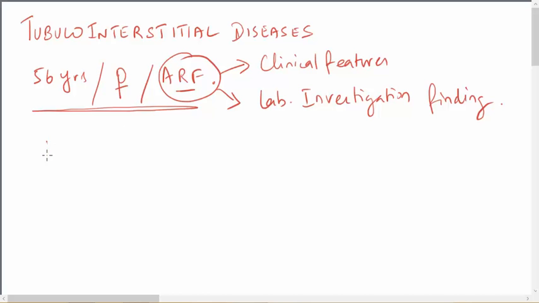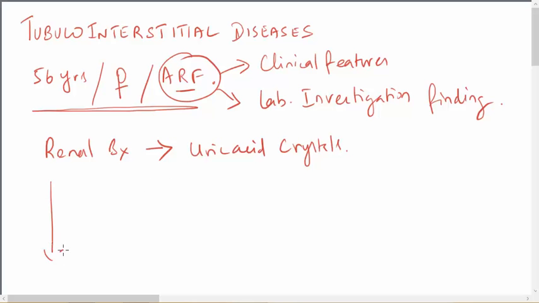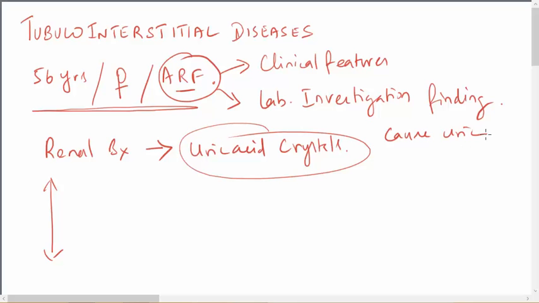given a renal biopsy finding. What is that? They're telling that uric acid crystals, and they gave 4 diseases, and they are asking what is the cause of uric acid crystal. Understand? So here you should know about 2 things. What are the causes of uric acid crystal and mechanism of uric acid formation.